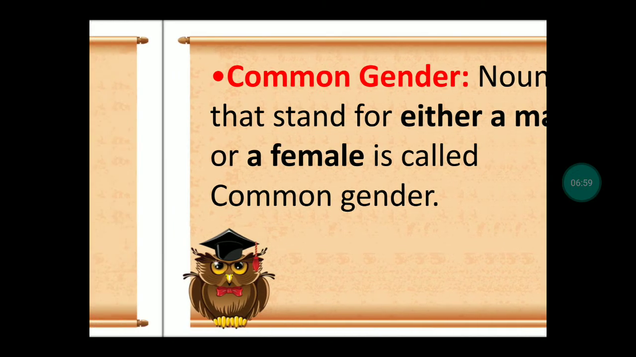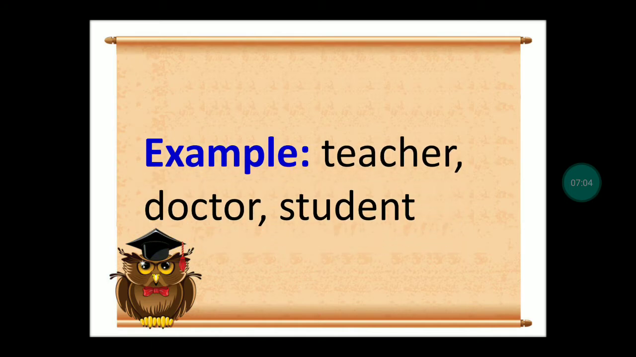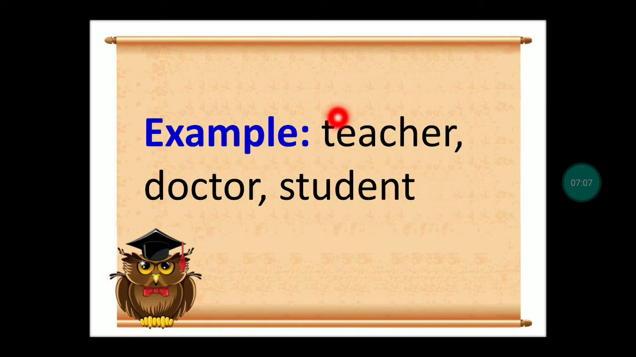So, here is the example of common gender: teacher, student, doctor. So, teacher, student, doctor, these are the examples of common gender. Besides this, there are other examples I can give you in this category of common gender, like pilot, artist, then painter.